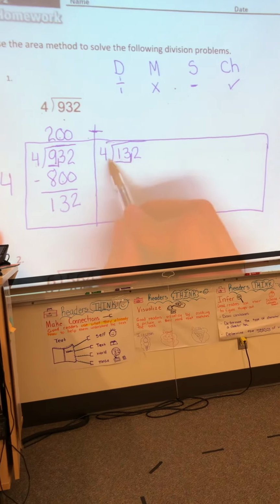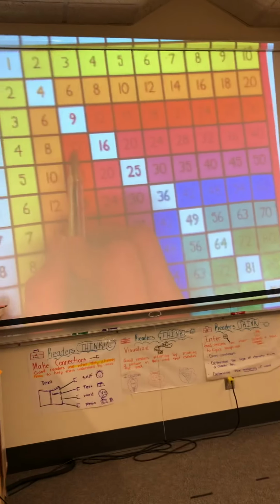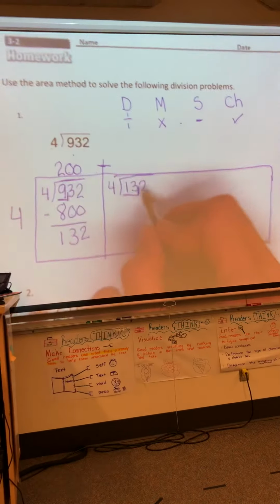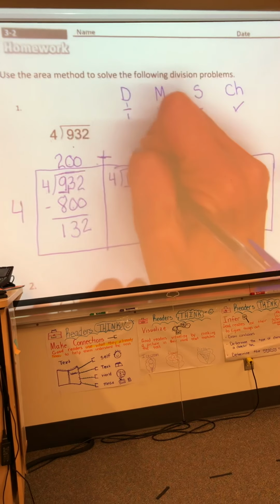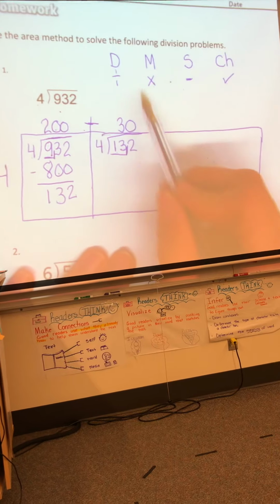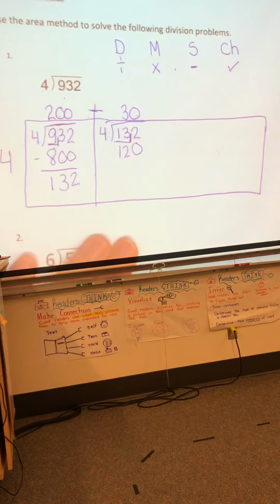Okay, so now I'm going to do 13 divided by 4. 4, 8, 12. I can't do 16, so 12. Follow it to tippy top. My 3 is going to go on the top. My 3 has to go right above that tens place, so it's really 30. Next I multiply. 4 times 3 is 12 with 1 zero.